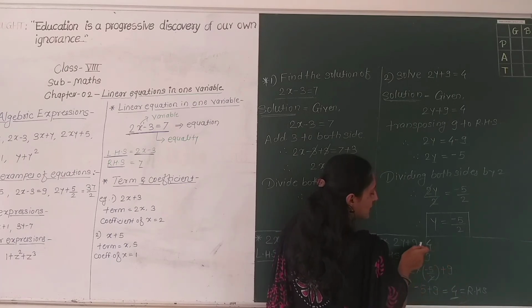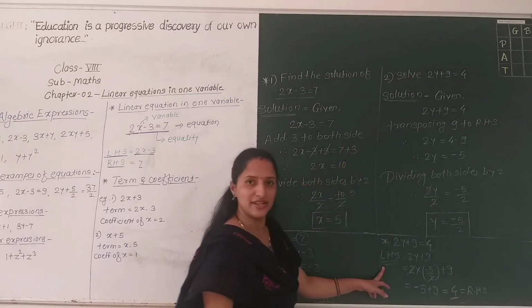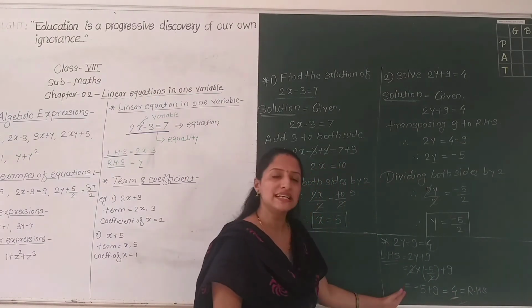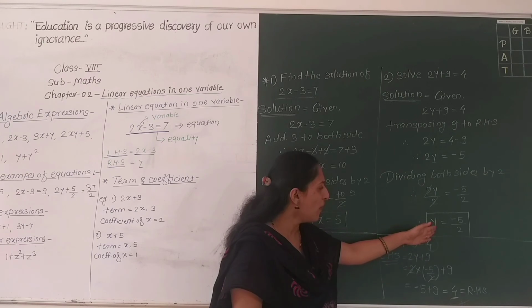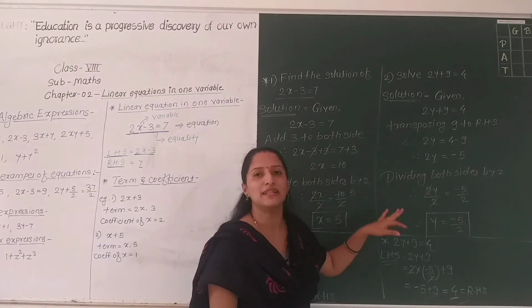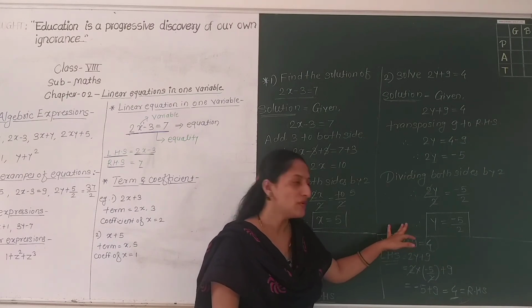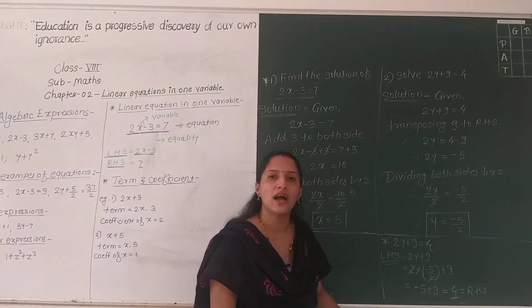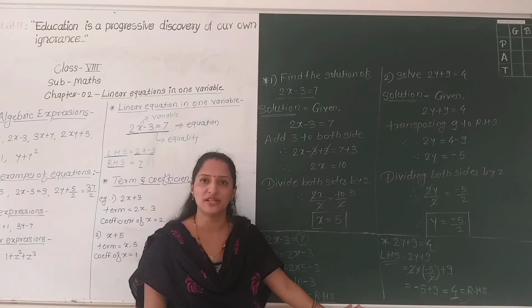And here there is a 4 in RHS. That means LHS is equal to RHS. So our answer is correct. So y is equal to negative 5 upon 2 is the solution of this mathematical equation. So in this way we can check the answer of our question also.